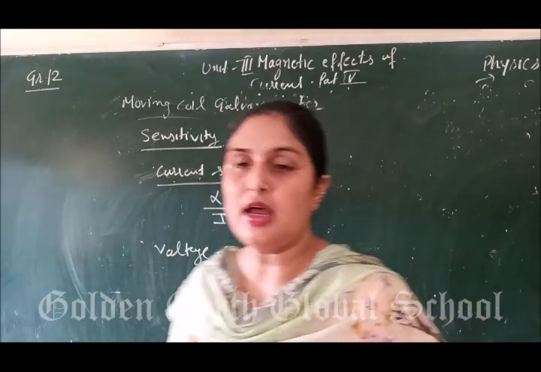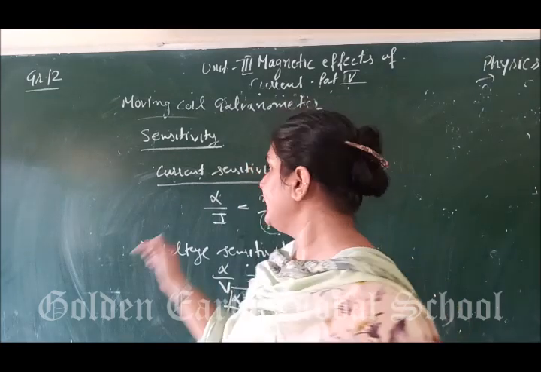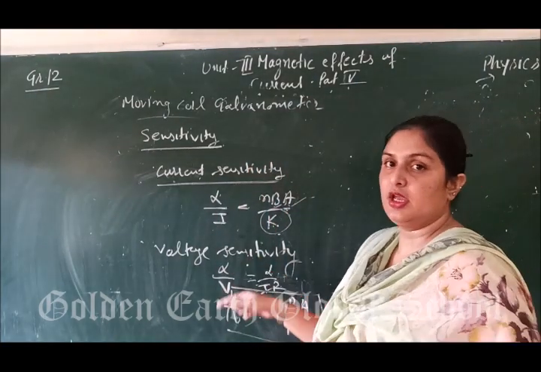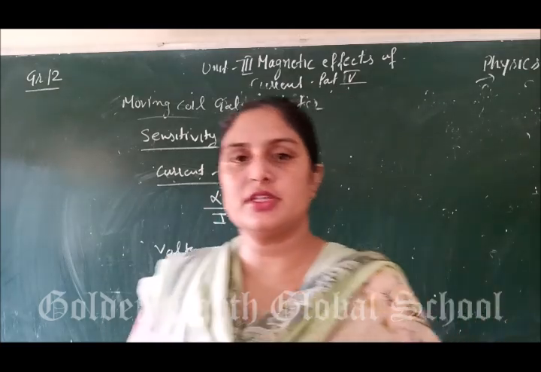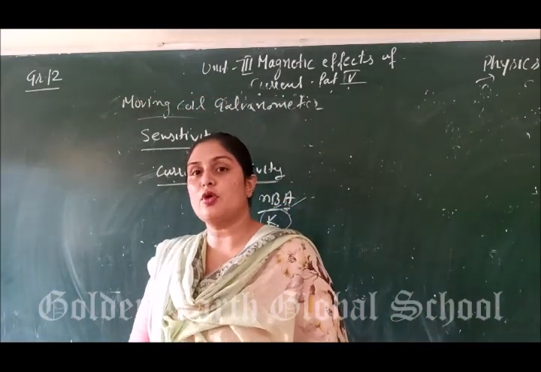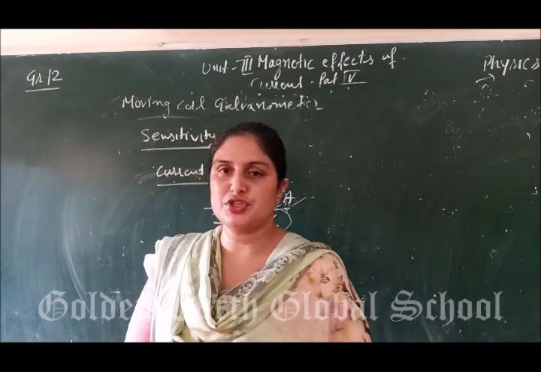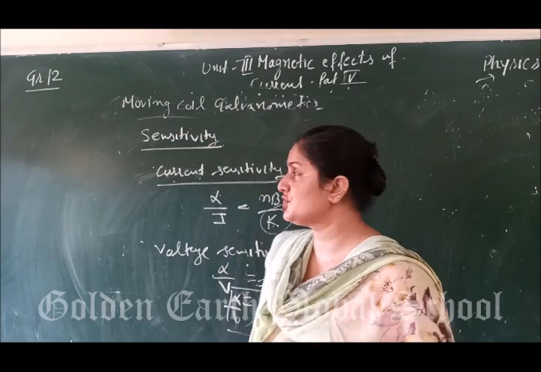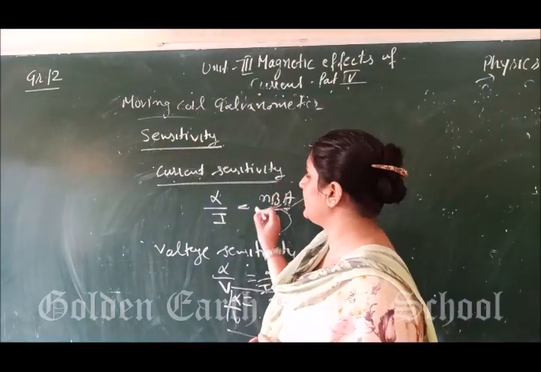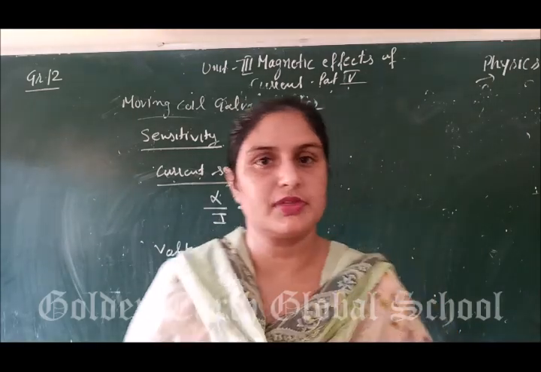By decreasing the K, we can increase the sensitivity. We can use the material for which the K is very small, and for that we are going to use the phosphor bronze wire for the suspension of the coil. For the suspension of the loop, or the coil, phosphor bronze wire is used, because for that the K is very less. And if the K is less, the galvanometer will be more sensitive.